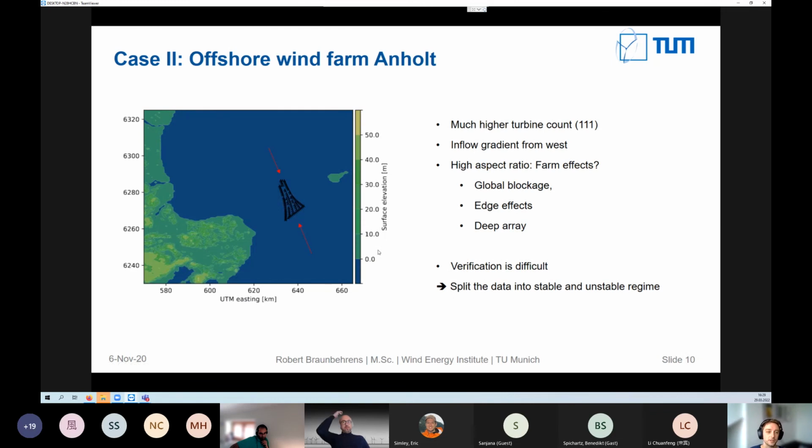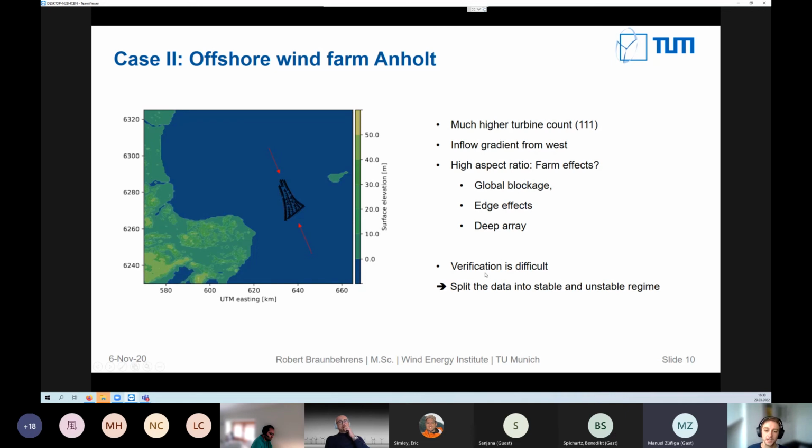Almost done, but before showing you the second results we have for the offshore farm Anholt, there we were looking for the second aspect, global farm effects. I put a question mark here since I think it's a much debated topic, and you have different names for these effects: global blockage, edge effects, or deep array effects. What is for sure is that this farm has a much higher turbine count than the other farms. And it's also flat. So if wake effects or if these effects emerge, then we would maybe see it here, because you have lots of rows and lots of wake interaction.